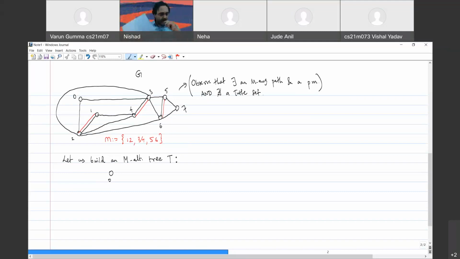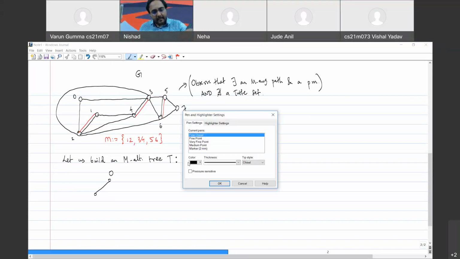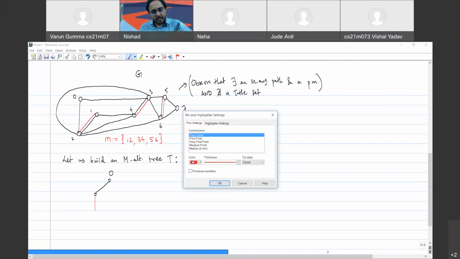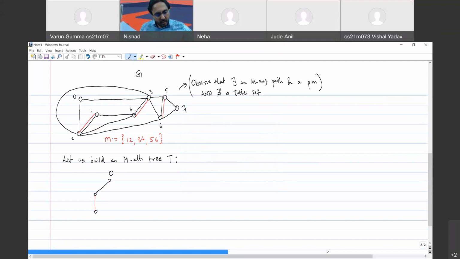Okay, so let's start at vertex 0 and let's look at some neighbor. So let's look at the neighbor 2. Well, the neighbor 2 is a matched neighbor. So I will add it, and I will also add 2's matched neighbor, which is 1. So I've added 2 and 1 to the tree. And let me color these even level vertices black, and let me keep the odd level vertices as white. So these black vertices are going to be our set U, and the white vertices are going to be our set W in the tree.